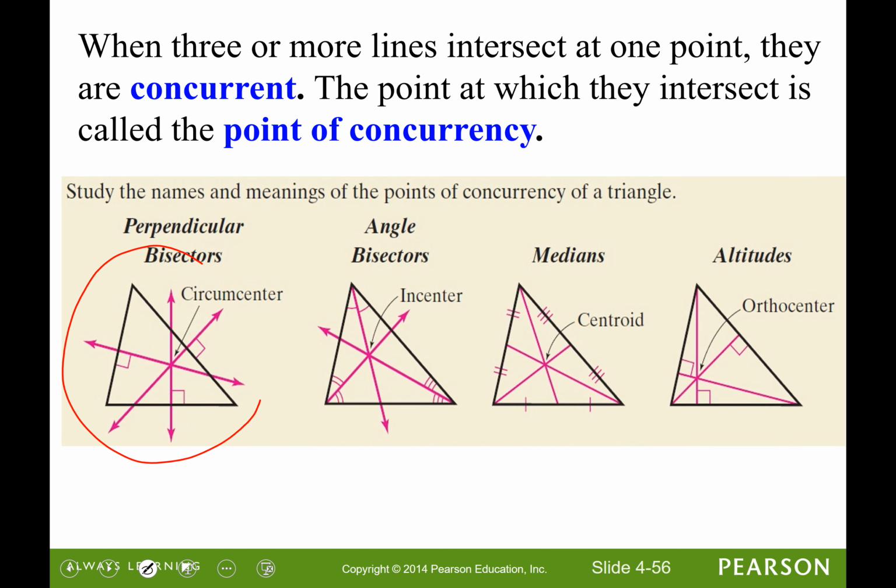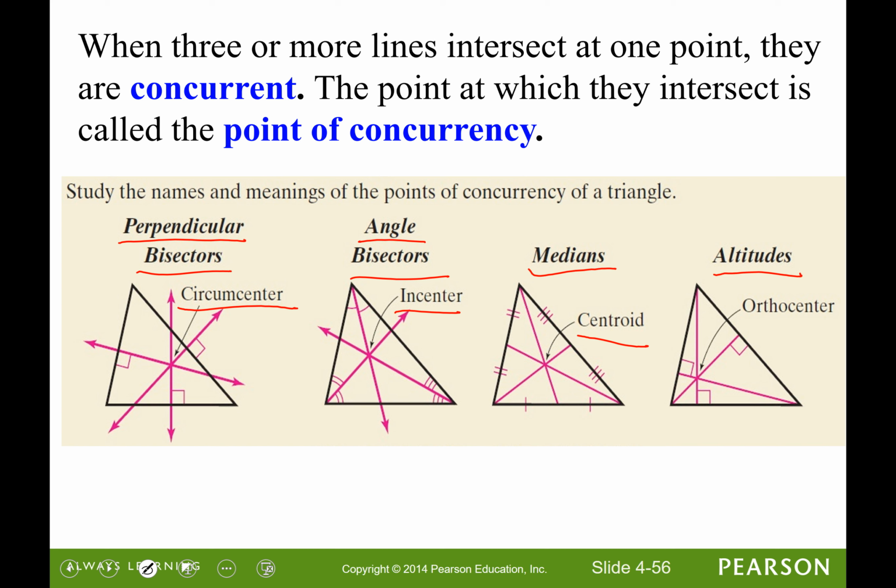Here we have three concurrent lines, and their point of concurrency has a very specific name. If the three concurrent lines are perpendicular bisectors of the triangle, then that point of concurrency is called the circumcenter. If those three concurrent lines are the angle bisectors of a triangle, then that point of concurrency is called the incenter. If those three concurrent lines are the medians of a triangle, then the point of concurrency is called the centroid. And last one, if those three concurrent lines are the three altitudes of the triangle, then that point of concurrency is called the orthocenter.